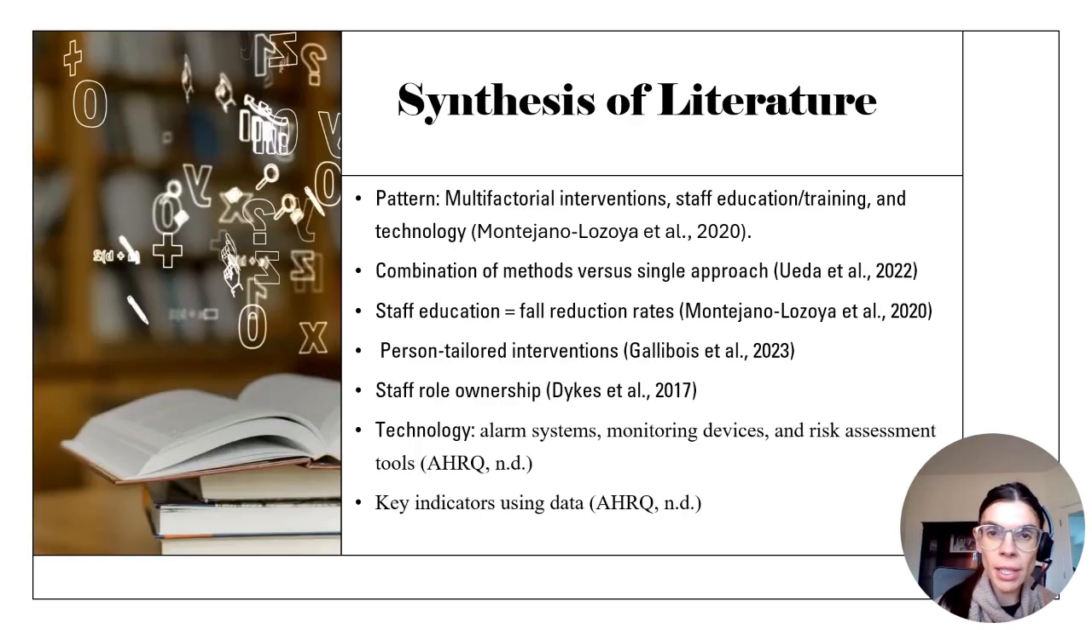During my synthesis of the literature, I noticed a few patterns and themes that commonly emerged, and those themes noted multifactorial interventions. So, just utilizing more than one intervention for a fall prevention program. Staff training and education was very important, continuing education as well, and the use of technology combined with customized interventions. The effective fall programs often involve a combination of interventions rather than relying on a single approach. And that's something I also noticed upon my observation when I traveled to different facilities.